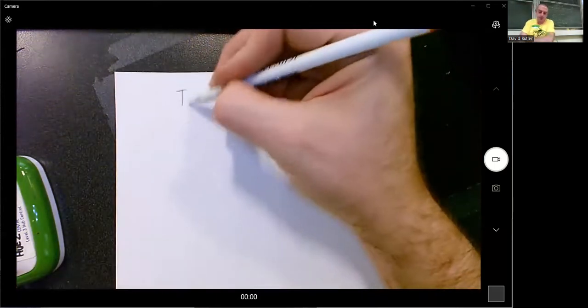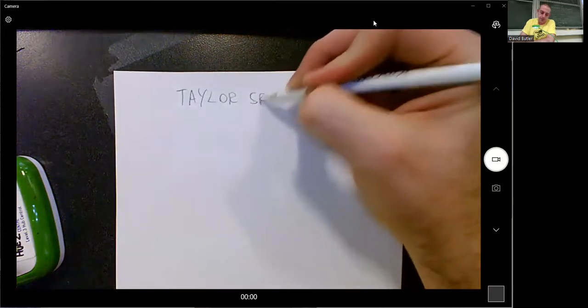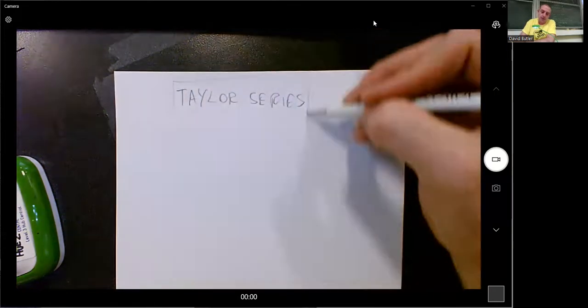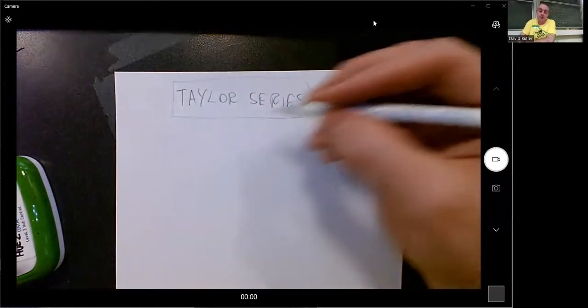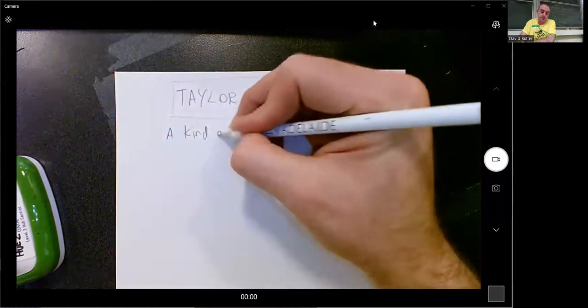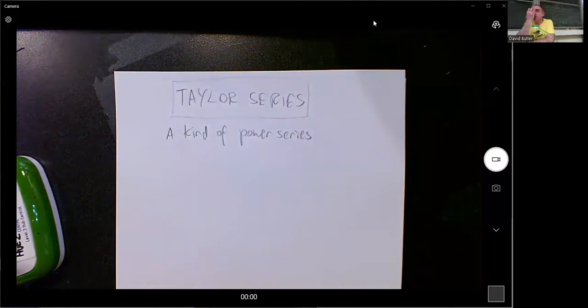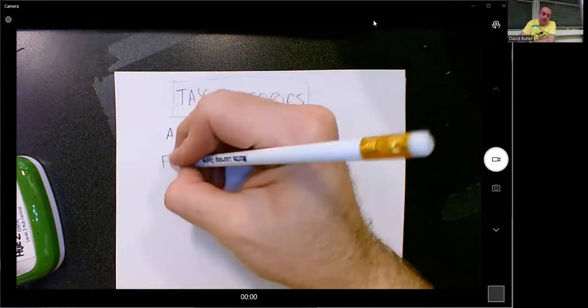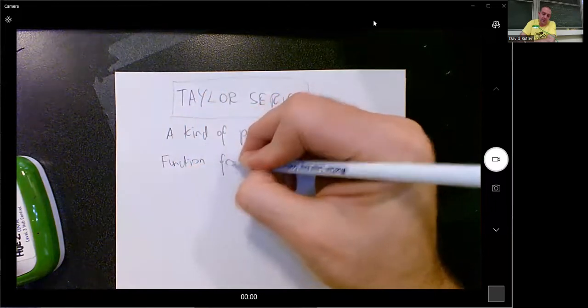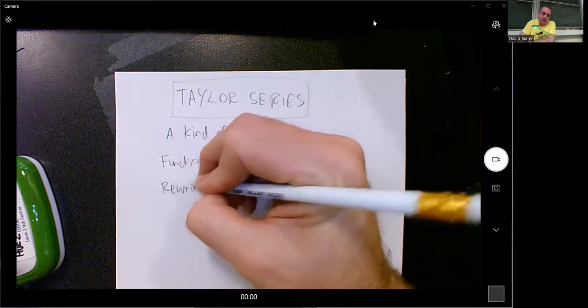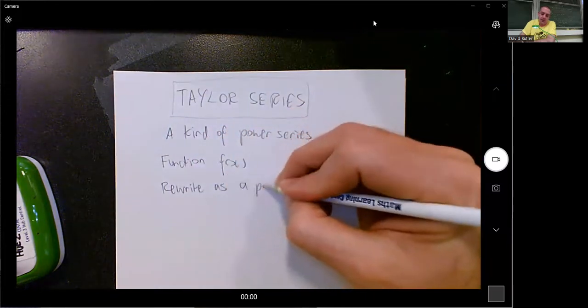Okay. Taylor series are a special kind of power series. And what they are is an attempt to write your function as a power series. So you have a function, traditionally f of x, and you want to rewrite it as a power series.